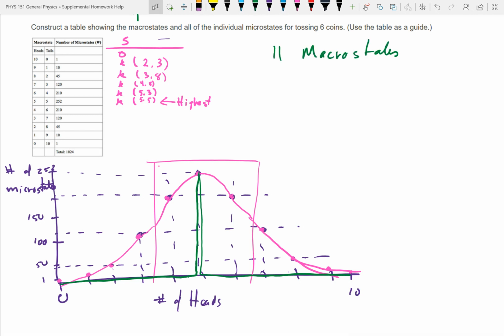How many micro states? That's where you get out your calculator. Okay. Luckily they've done that. Yeah, 1024 micro states. Now, I think the next one is probably going to be, what's the probability of each? What percent chance is there of tossing five heads and one tail? Five heads and one tail.